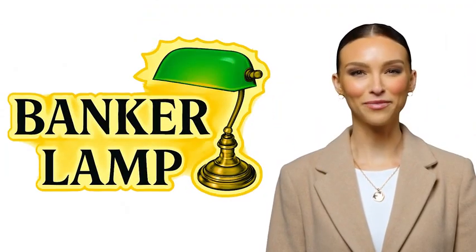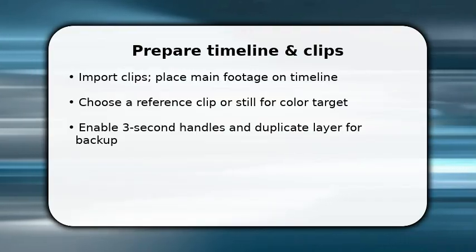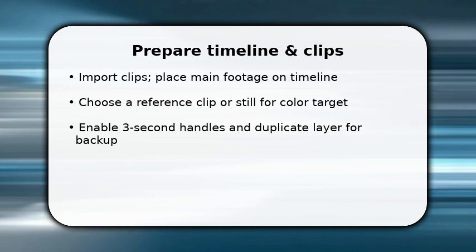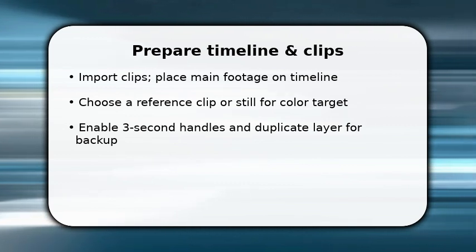Please enjoy the video. You start by choosing your main clip and a reference frame to match. You need that visual target. Once done, trim clips to the exact in/out, place them sequentially, and duplicate the primary layer so you have a safety copy. Make sure to enable handles of about 3 seconds for smooth transitions during grading.